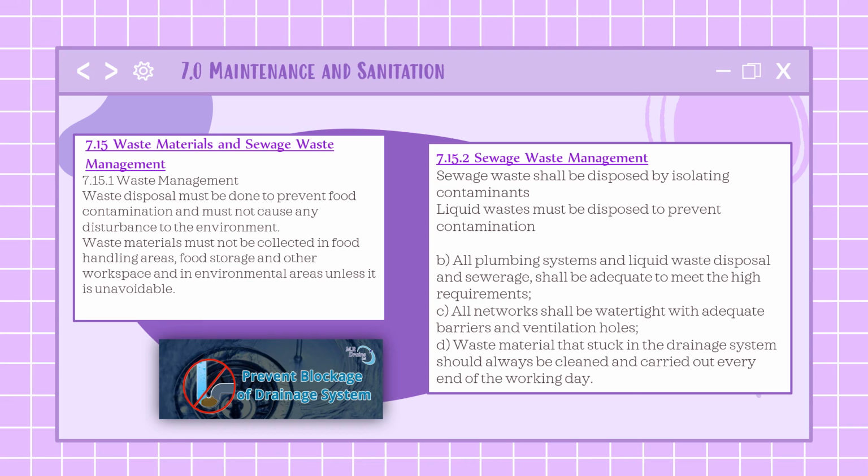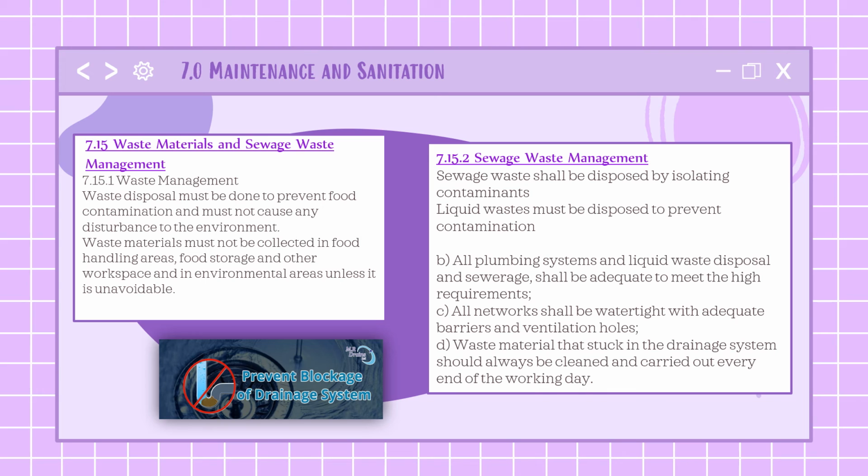Waste materials and sewage waste management. Waste disposal must be done to prevent food contamination and must not cause any disturbance to the environment. Waste materials must not be collected in food handling areas, food storage and other workspace, and in environmental areas unless it is unavoidable. Sewage waste management. Sewage waste should be disposed of by isolating contaminants. Liquid waste must be disposed of to prevent contamination.